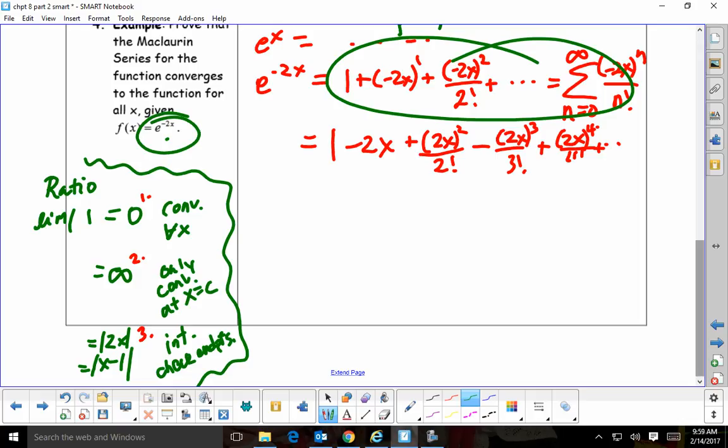Well, this one is wanting me to show that it converges for all x, converges everywhere. So what's going to have to happen when I do the ratio test? The limit's going to have to equal 0. Let's see if that is the case. Go for it. Do your ratio test.